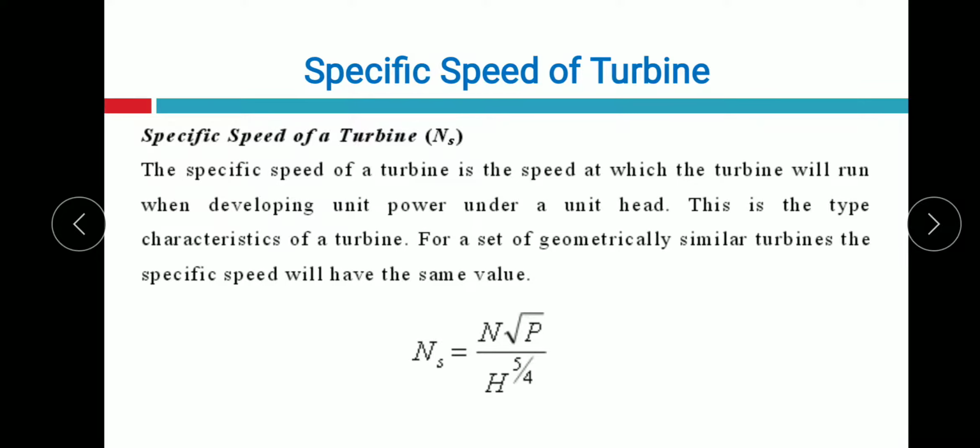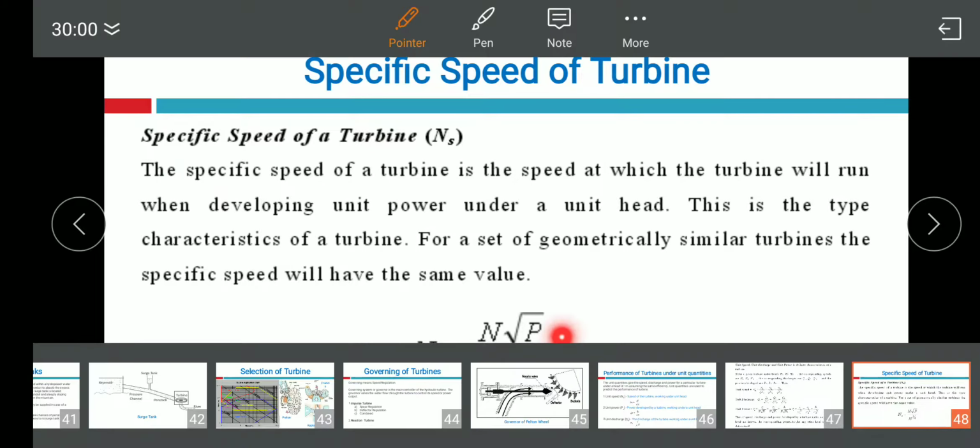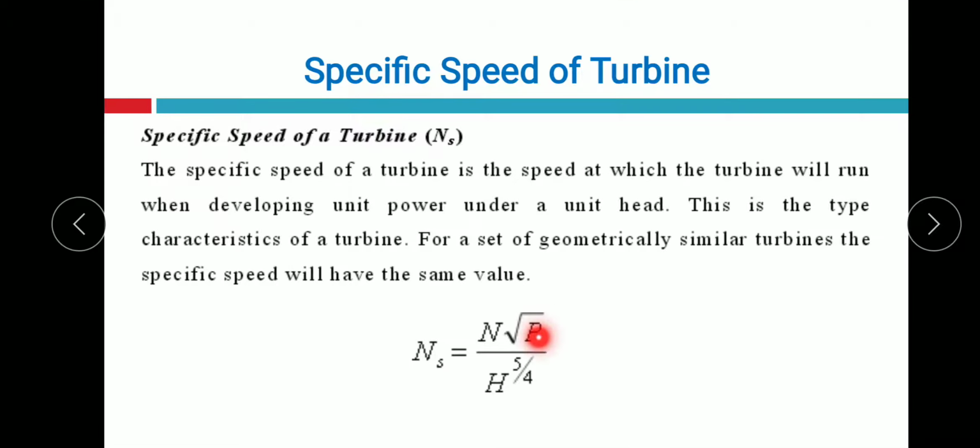Both equations look the same, but the specific speed of the turbine and the specific speed of the pump are different. You must remember that N into square root of P is applicable in the case of a turbine, and N into square root of Q for pumps, because in a turbine hydraulic energy is converted into mechanical energy. Mechanical energy is in the form of output power. That's why you get N into square root of P. P is nothing but output power, H is head, N is speed.